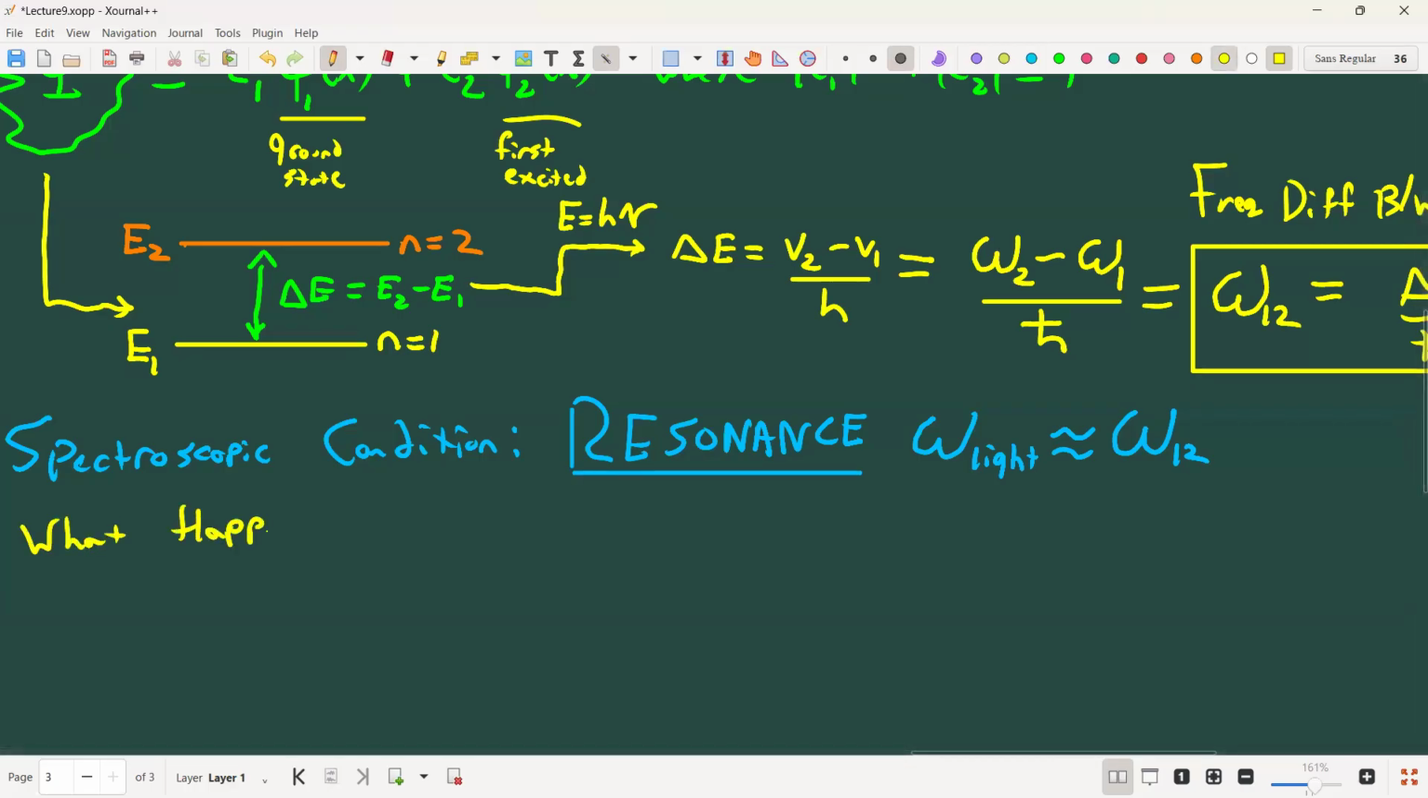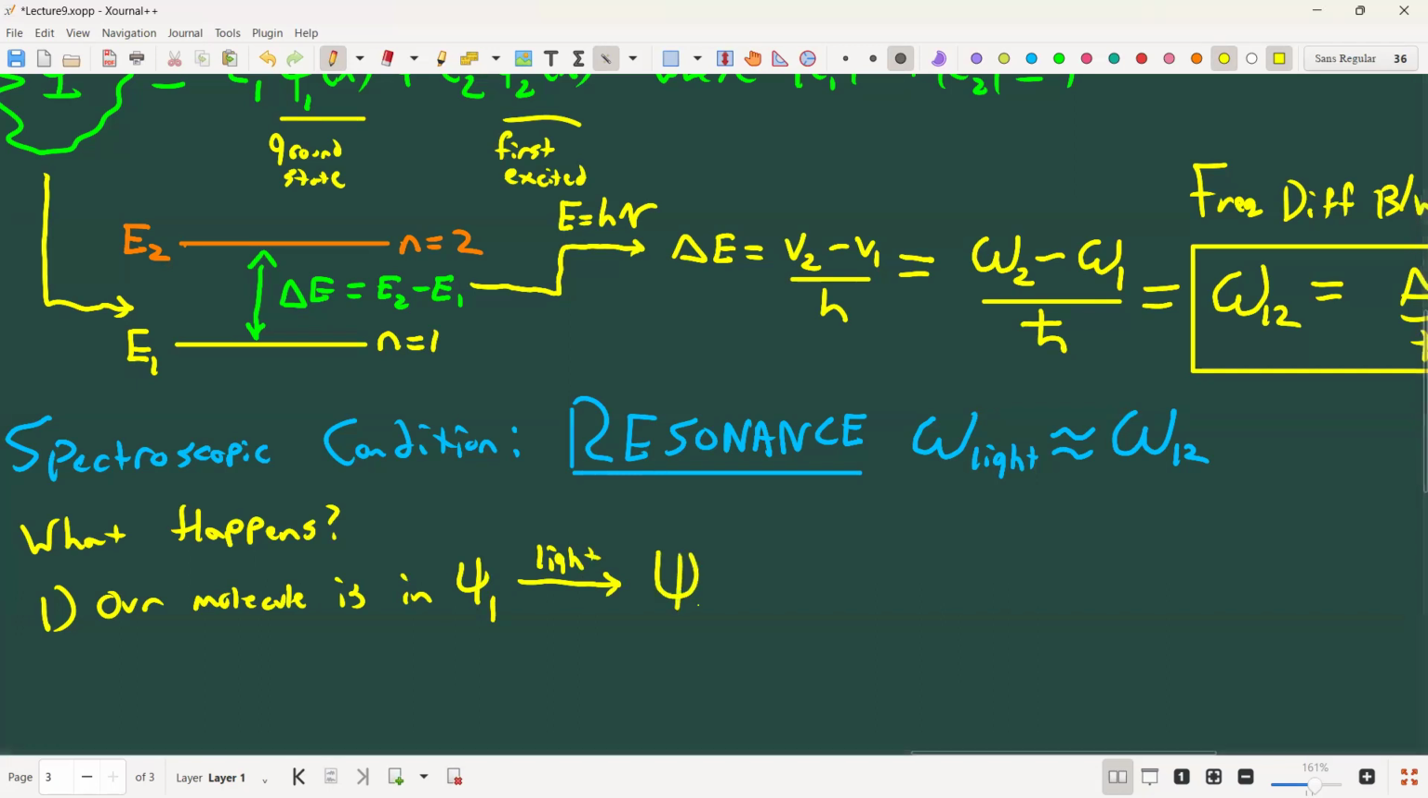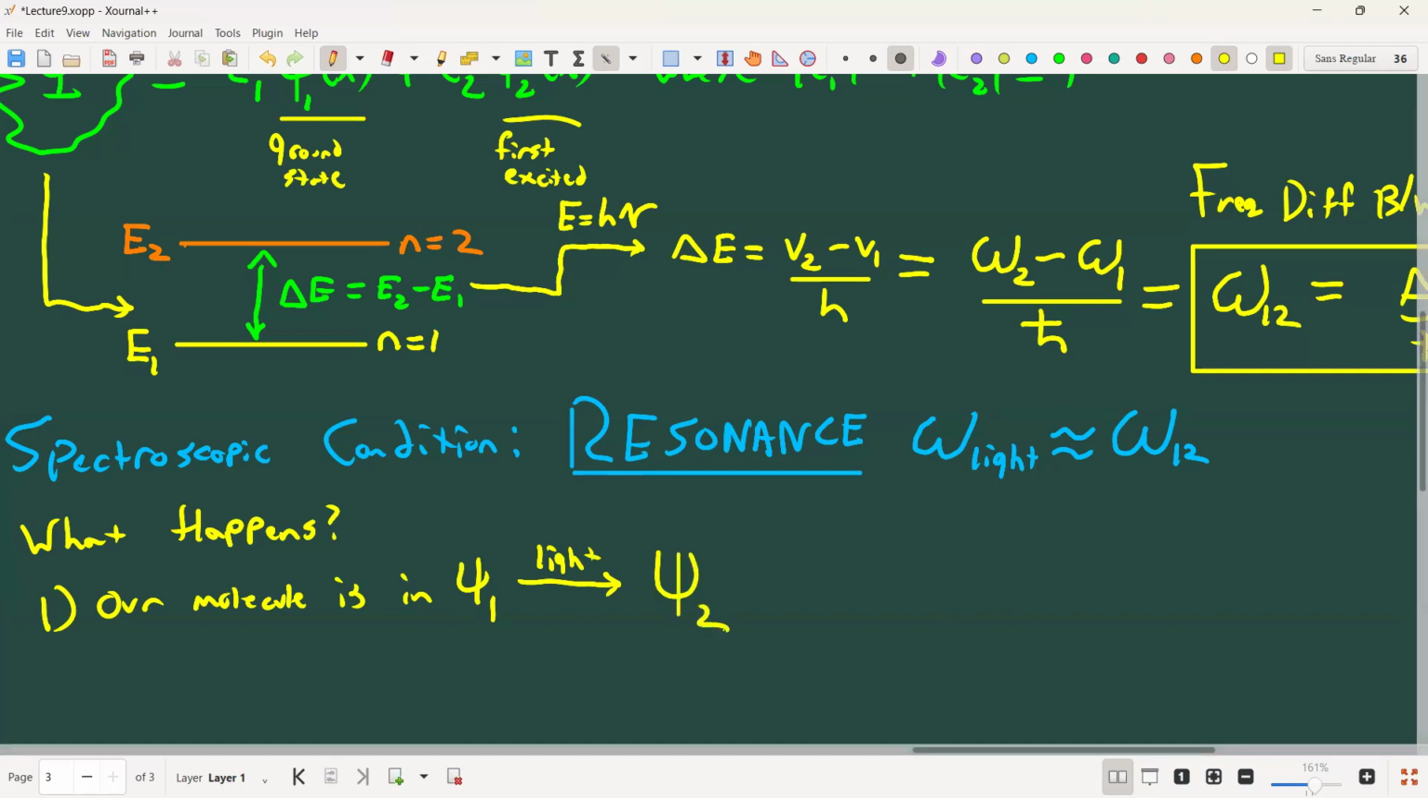Well, the first one is our system, our molecule, is in psi 1, which means it's in a ground state. And then you shine light at it, and it gets excited. And you end up in psi 2. Okay, that's a reasonable thing, right? We've excited our molecule.